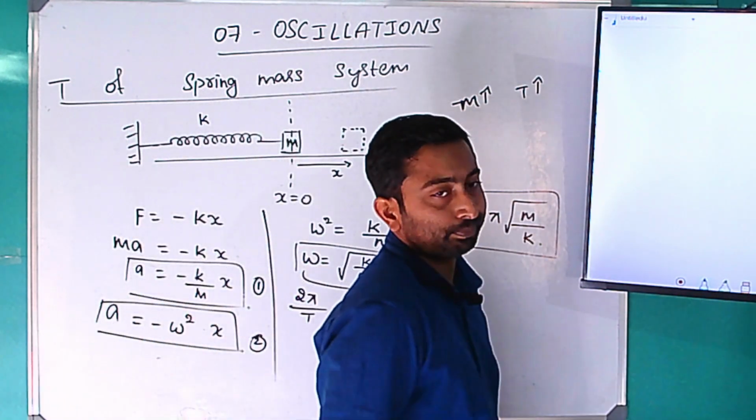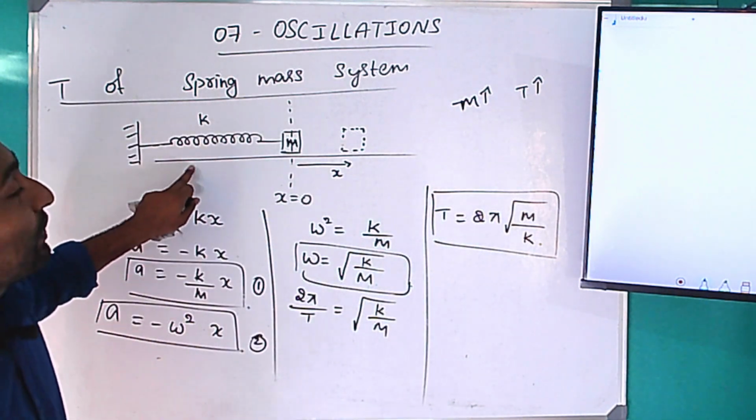So what is this k? K value ಏನು? So that is the stiffness of the spring.